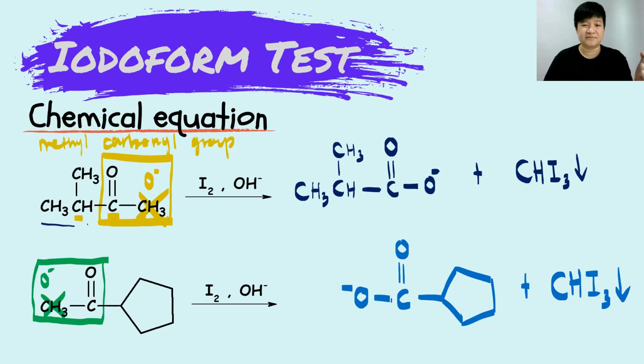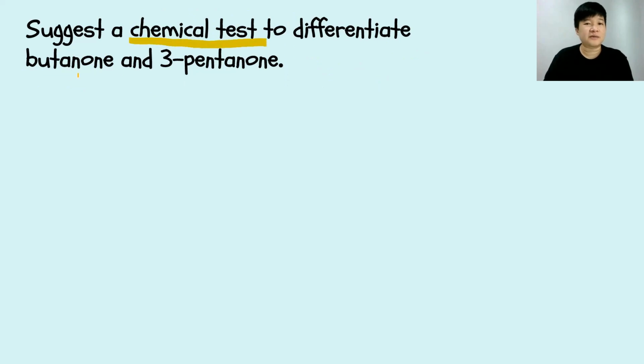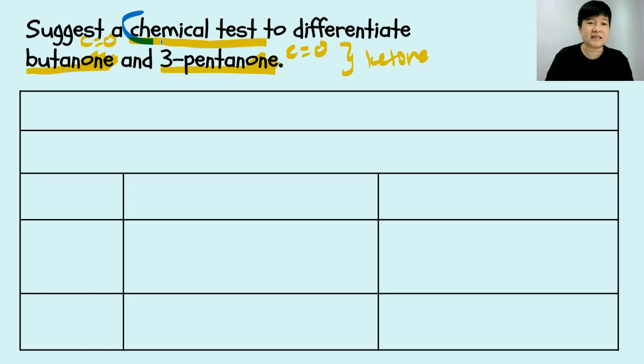Simple, easy. So when the question asks you to suggest a chemical test to differentiate butanone and 3-pentanone, the problem over here is you cannot use Tollens, you cannot use Brady. Because butanone has a C double bond O, pentanone has a C double bond O, and both of them are ketone. So when both of them are ketone, Tollens is not functioning. So when both of them are ketone or when both of them are aldehyde, the only thing that you can use is iodoform test.